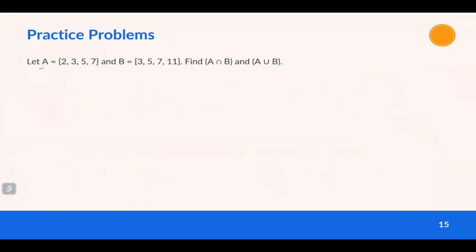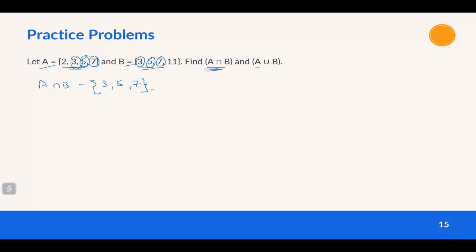We will do a few examples and then we'll see how these problems are solved. So we have two sets, set A and set B. First we have to do A intersection B. So A intersection B will contain the elements common in both the sets. So if you have these two sets, you see 3 is common, 5 is common, and 7 is common because it is present in both the sets. So the intersection will have 3, 5, and 7.